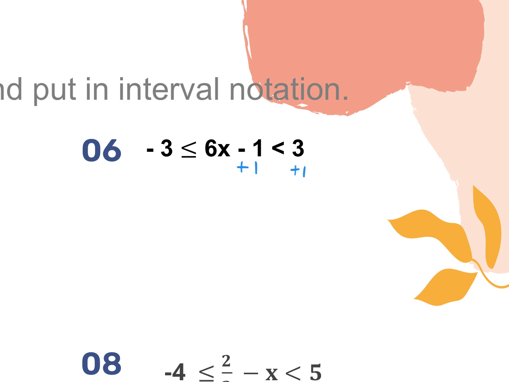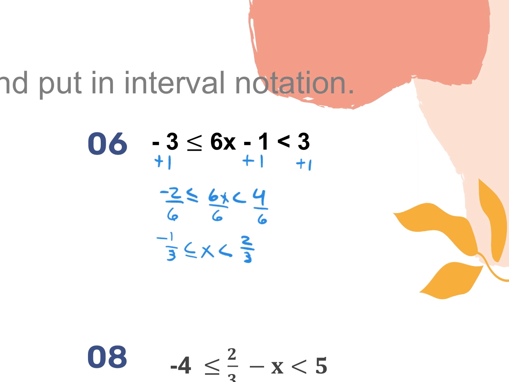Let's start by adding 1 everywhere. And then we get negative 2 is less than or equal to 6x is less than 4. And now we can divide by 6 everywhere. And then negative 2 over 6 can simplify to negative 1/3 is less than or equal to x is less than 4 over 6 can simplify to 2 over 3. And then this would be your solution as a statement.